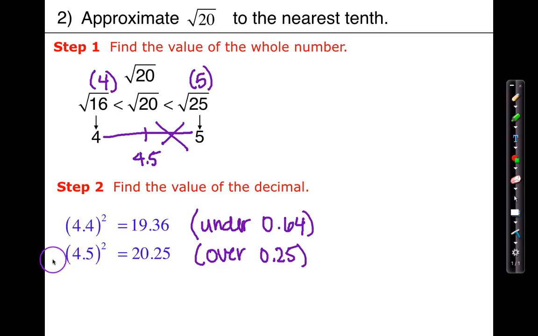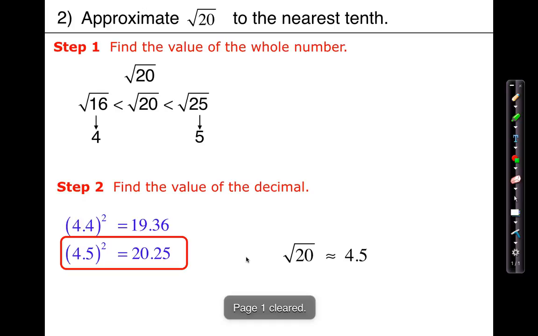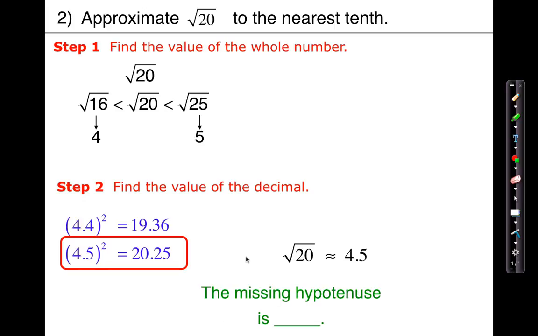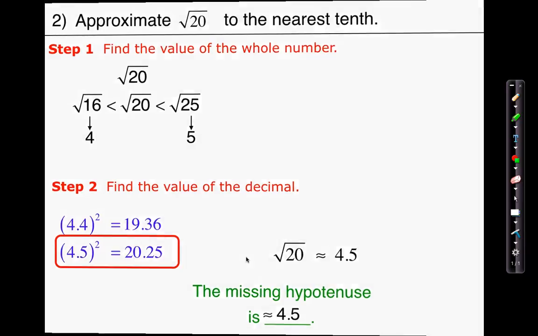I'm thinking a lot of students will check this one first and think, oh, it's really close, and stop. And you would have been right. But again, it's always a good idea to check one that's over and one that's under before you make your conclusion of what you think the answer is. So here I'm going to go ahead and say that the answer to the square root of 20 is approximately 4.5. But to answer the question, I would say the missing hypotenuse is approximately 4.5.